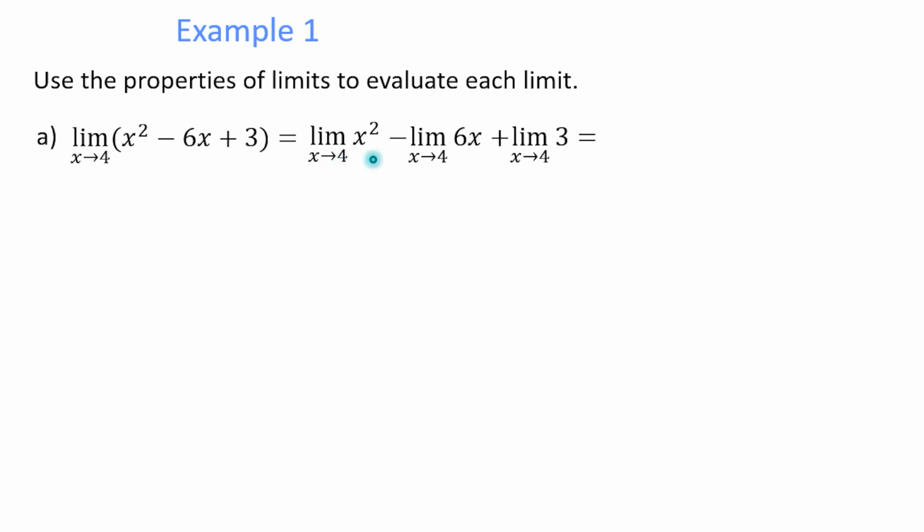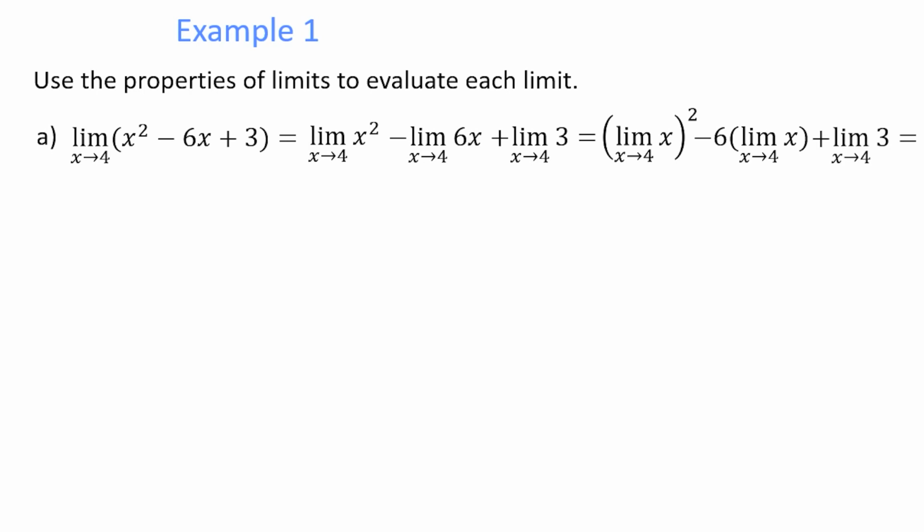As you see, the first term has a power function inside, so therefore we can use the power property, which will give us the limit of x to the power of 2. Here we can use the scalar multiple property, which will give us minus 6 times limit x, and then we don't change anything in the final term, so plus limit of 3.